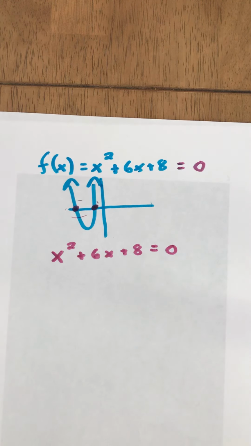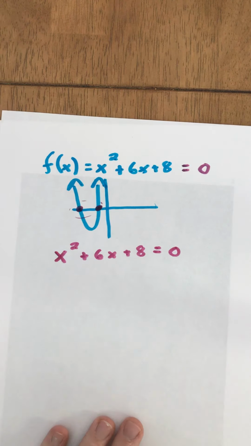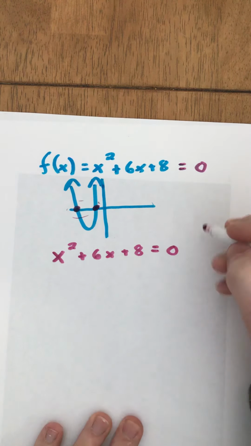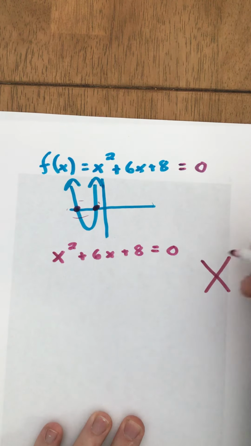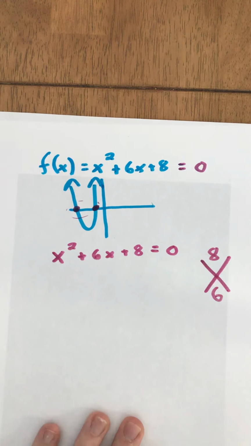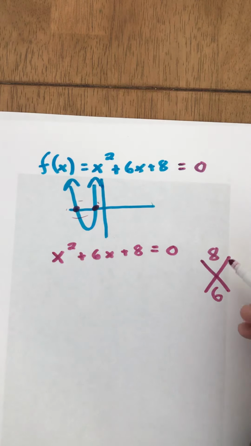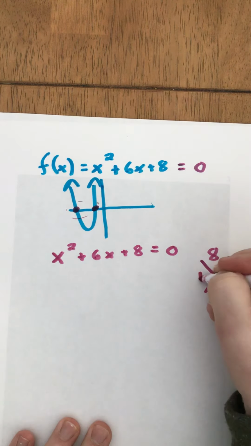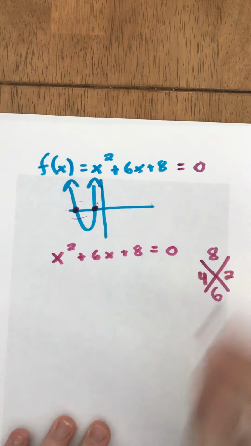So that's where I look to see if we have a GCF, a difference of perfect squares, or a trinomial. In this case, I have a trinomial, so I'm going to do that x method. I'm going to put my 8 on top and my 6 on the bottom, and I'm looking for two numbers that multiply to 8 and at the same time add to 6. In this case, we're talking about 4 and 2.